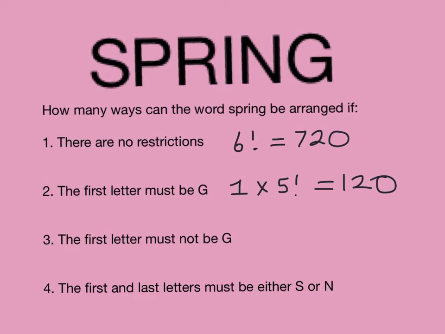The first letter must not be G. Well, that's really straightforward. All we're going to do is take the total number of outcomes minus the outcomes that have G as the first letter, and that's going to give me 600.